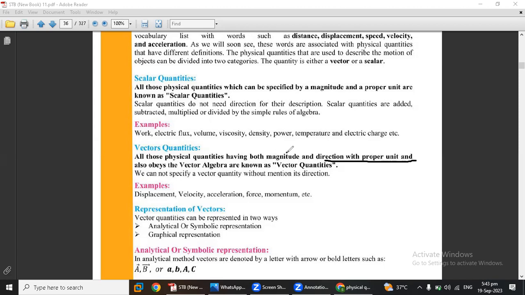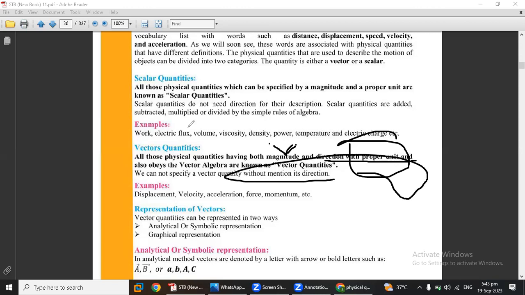Magnitude के अंदर क्या क्या आता है? Number और unit. Here I think there was no need to write this, but they have written it. तो magnitude के अंदर क्या आता है? Unit भी आता है और number भी आता है. You can search the मिकदार. Magnitude का मतलब ही मिकदार होता है, okay? And direction, okay? Direction means वो हमेशा direction move करेगा, and they follow the vector algebra.